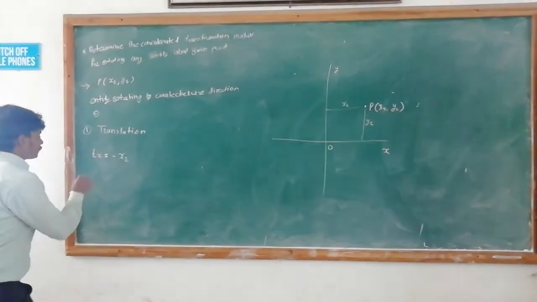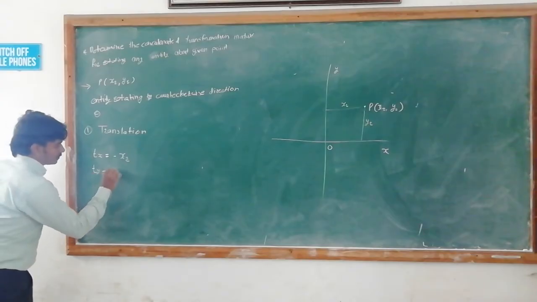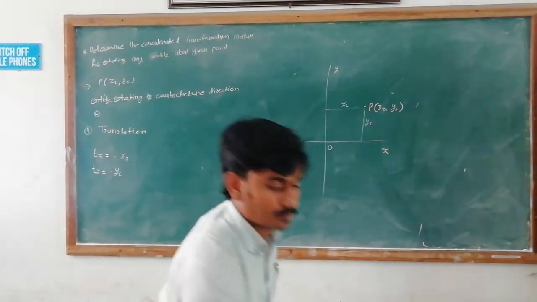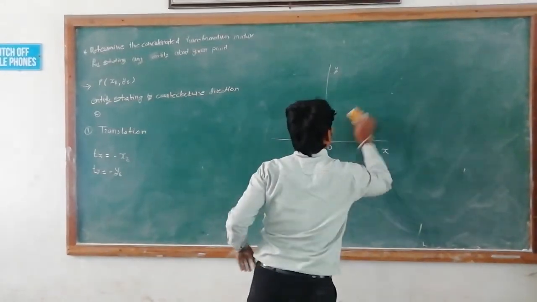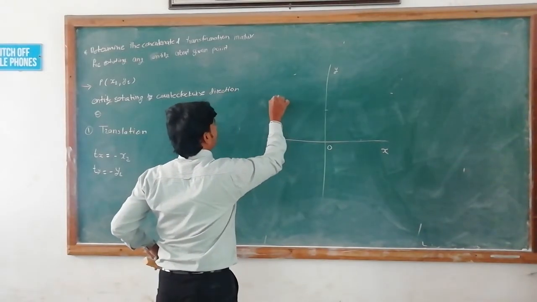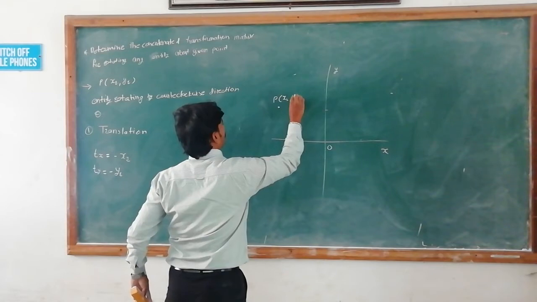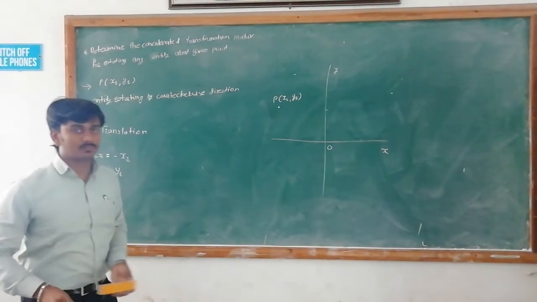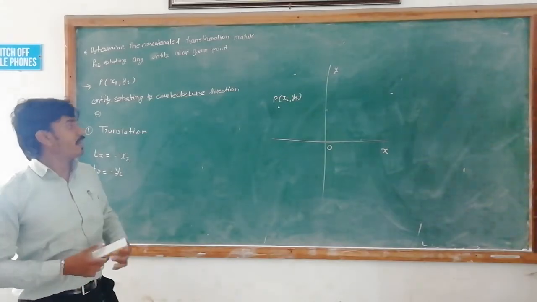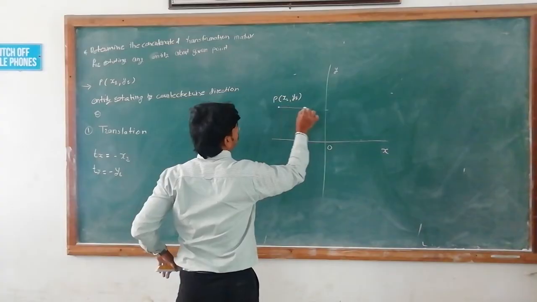So therefore Py is equal to minus Yr. Okay, suppose my point P is here. My point P has the coordinates Xr and Yr. I have to shift it from this position to the origin. So how much distance will I shift?